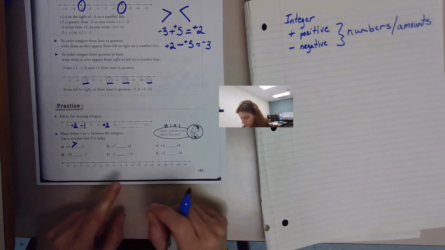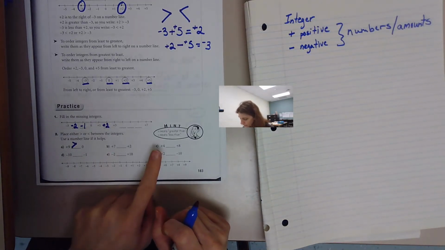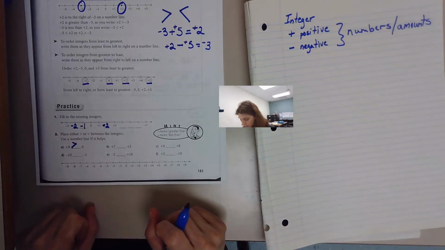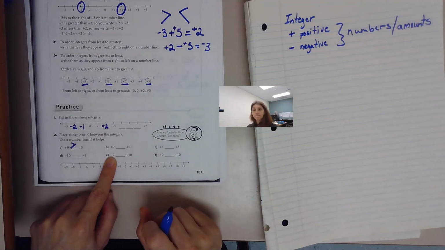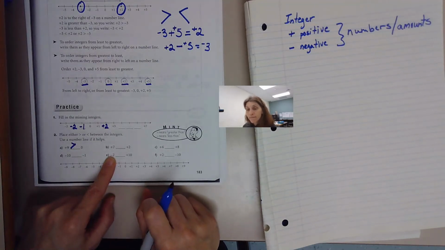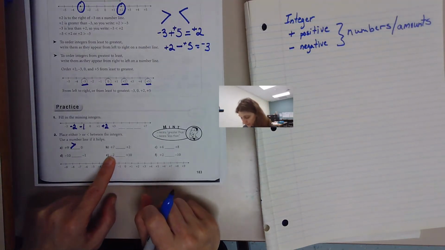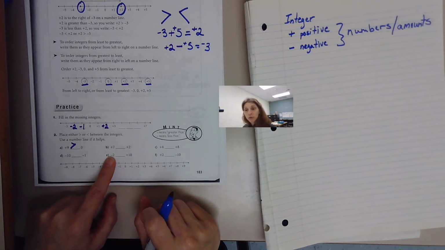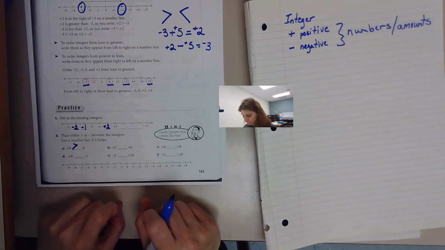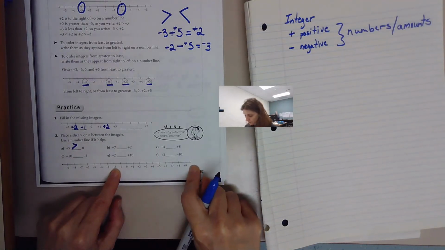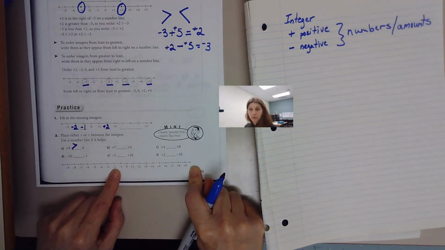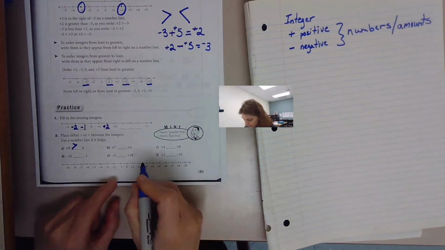Okay? B you can do by yourself. C I'm going to make you do by yourself. Let's take a look at one though. Let's look at E and decide which one is larger: -2 or +10. Well, here's -2. Here's +10. It would be over here. Well, which one makes more sense? Which one's larger? Well, +10.